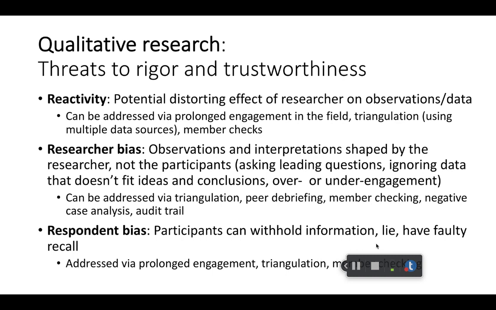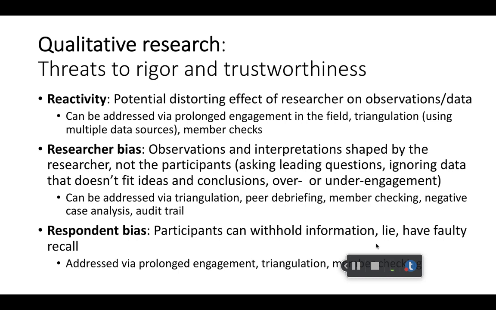Another threat to the rigor and trustworthiness of qualitative research is researcher bias. And this means that the observations and interpretations are shaped by the researcher, not by the participants. This can happen when researchers ask leading questions, ignore data that doesn't fit their ideas and conclusions, and are either over or under engaged in the setting and in relationships with participants. This problem can also be addressed by triangulation and by peer debriefing, talking with other researchers after the fact about what one is seeing and concluding to see if other researchers would come to the same conclusion.